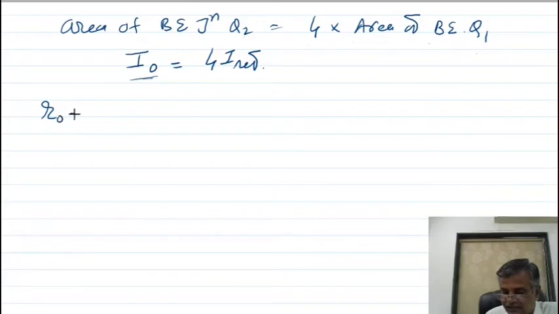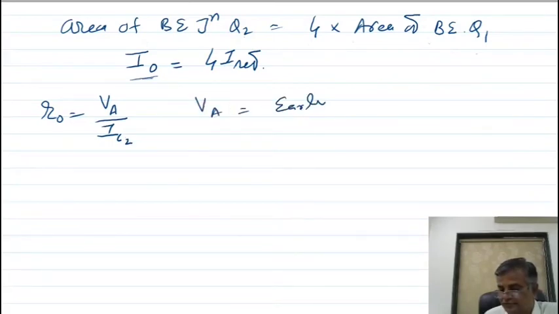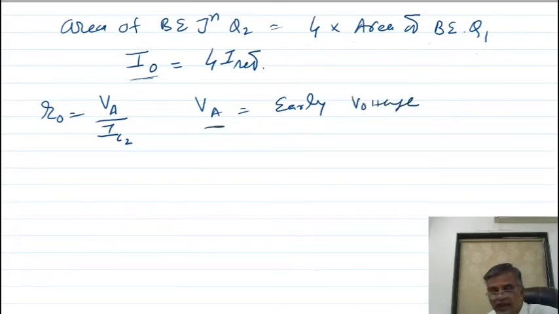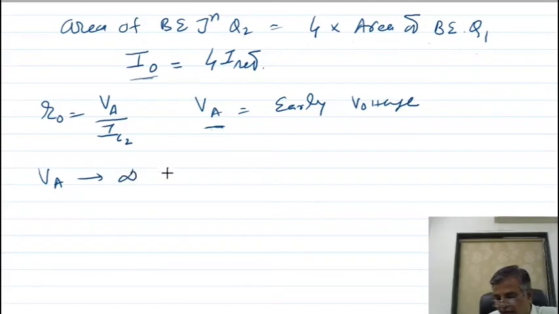Now, in this circuit, output resistance is given by VA upon IC. VA is called early voltage, and this is very, very large. Large, do not think it is infinite. If somewhere we have written very large or infinite, do not think it is infinite. It is sufficiently large. So if VA is large, RO is large. So I use that in the first sentence: resistance is very large, so CMRR is very large.